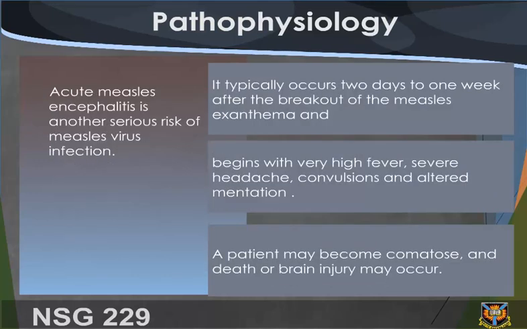Acute measles encephalitis is another serious risk of measles virus infection. It typically occurs 2 days to 1 week after the breakout of the measles exanthema and begins with very high fever, severe headache, convulsions, and altered mentation. The patient may become comatose, and death or brain injury may occur.